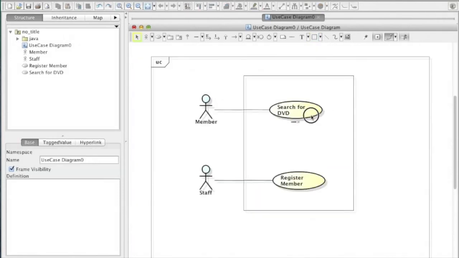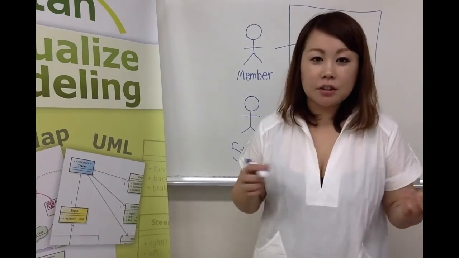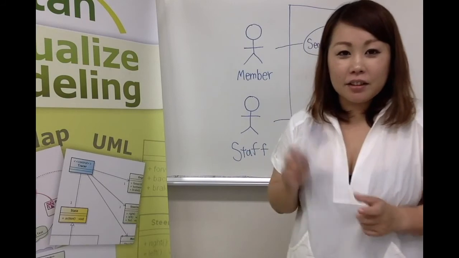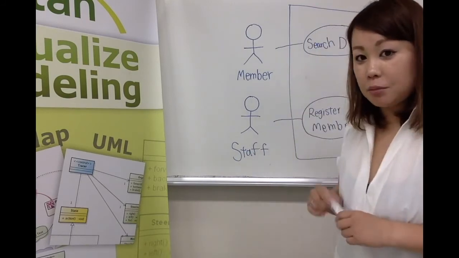At last, when you want to create a use case description, select Open Use Case Description from its context menu. A description opens where you can put the details about this use case. Today, I showed you how you can create use case diagrams in Asta. And there is one more thing that I wanted to mention about use case diagram.